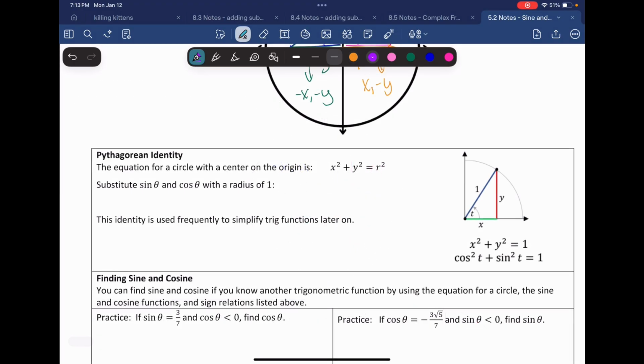We have this Pythagorean identity. Okay, Pythagorean theorem, a squared plus b squared equals c squared.